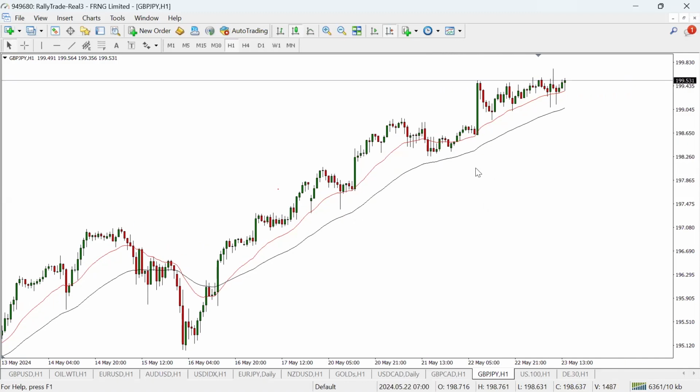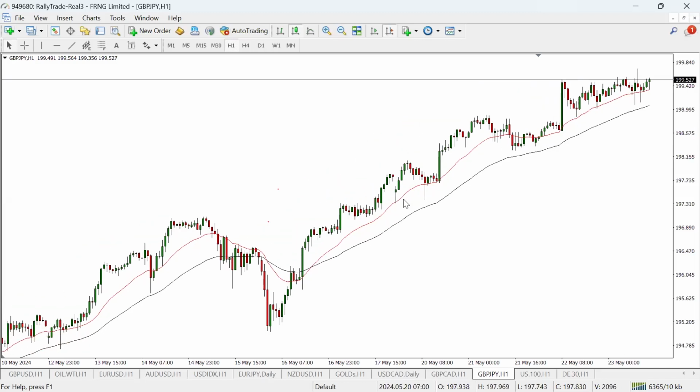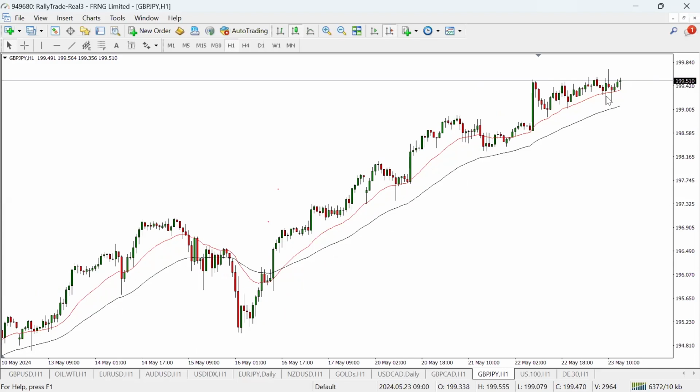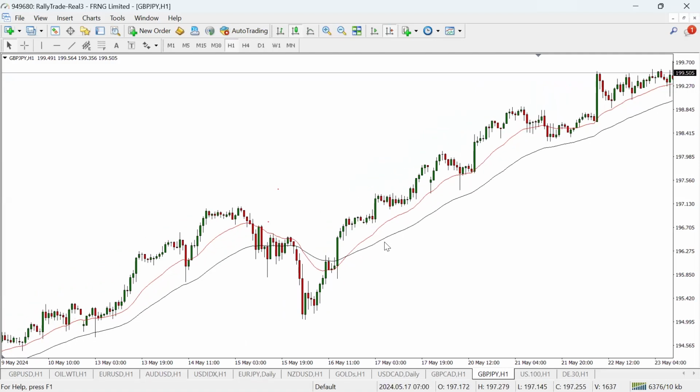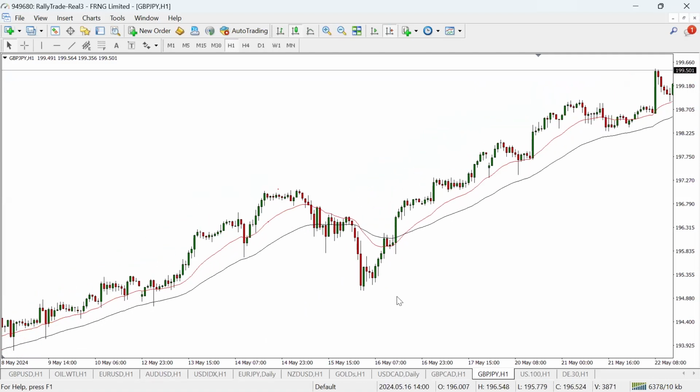So basically, this strategy is actually very easy to understand. And like I said, if you don't want to use the basic way of identifying the uptrend and downtrend, easy, you can just use the moving average to point out for you where the market is actually headed to. So this is actually very, very important.